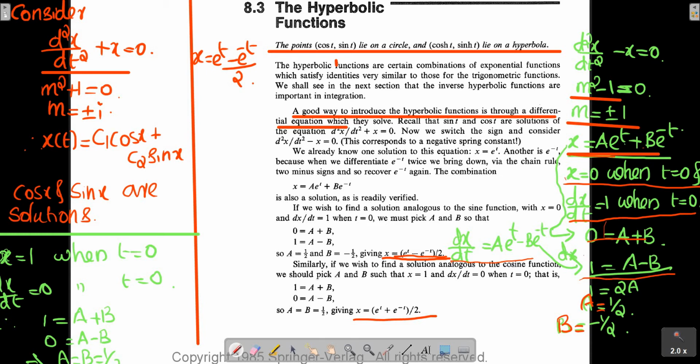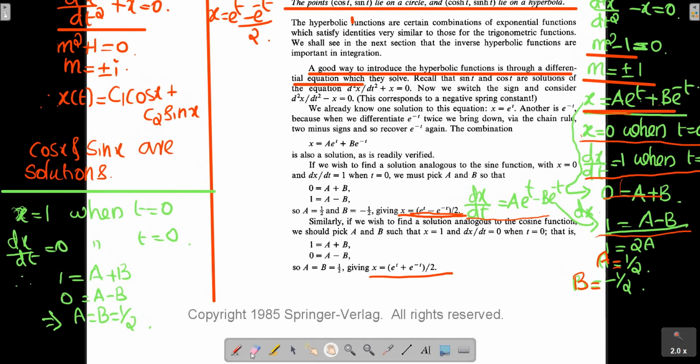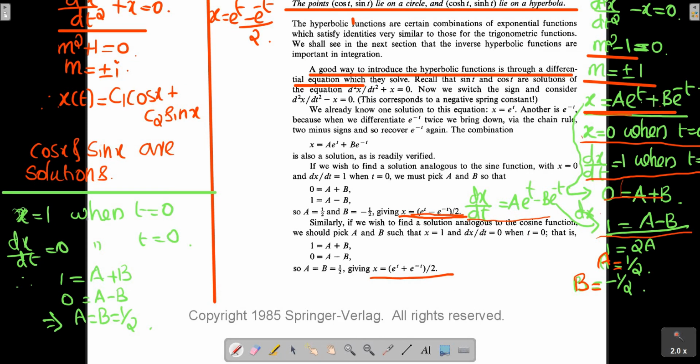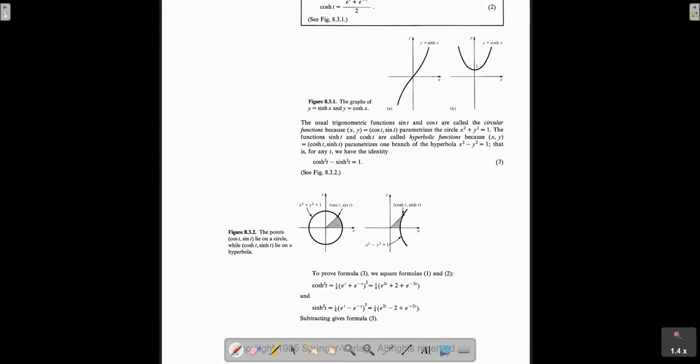Similarly, we do the next condition. The next condition is x is equal to 1 when t equal to 0, dx by dt equal to 0 when t equal to 0. Substitute. We get a plus b is equal to 1, and a minus b equal to 0. So a equal to b equal to 1 by 2. So x is given by e raised to t plus e raised to minus t by 2.